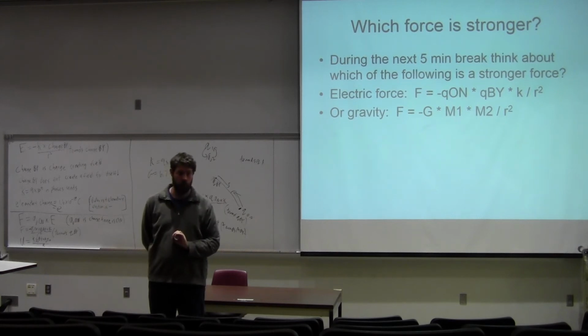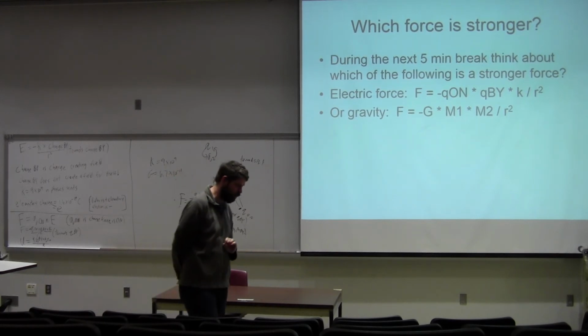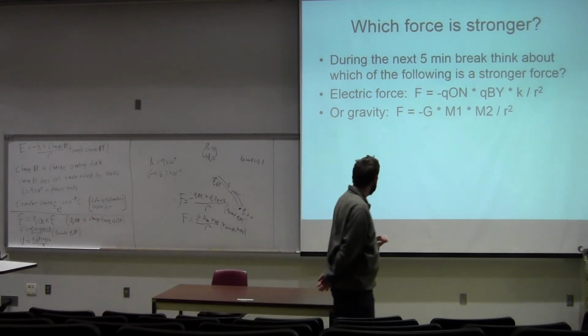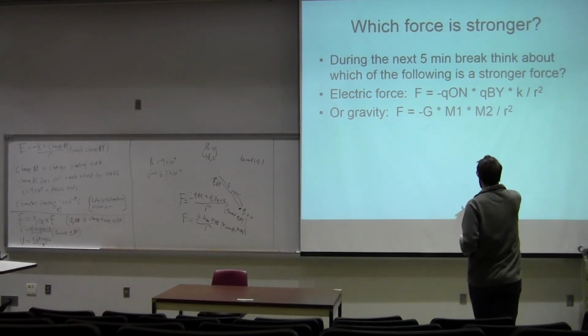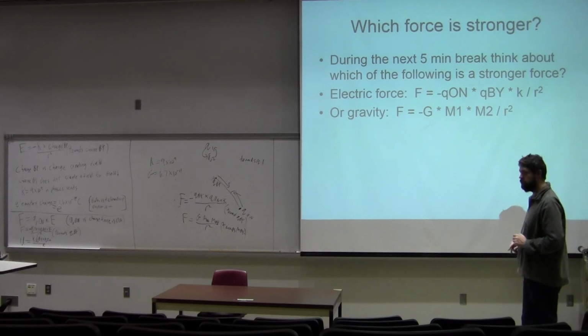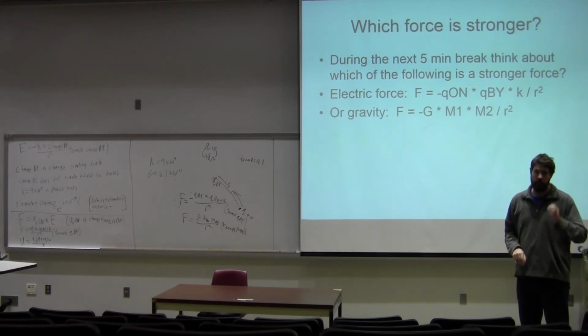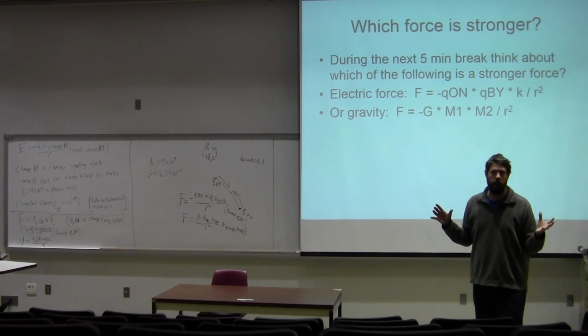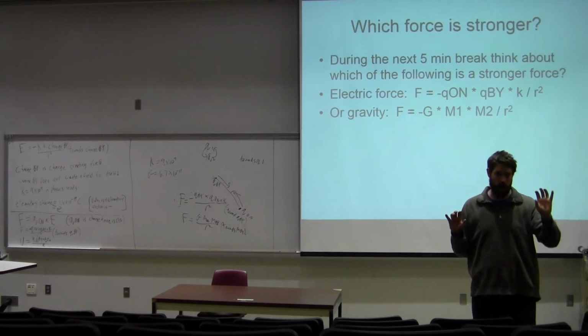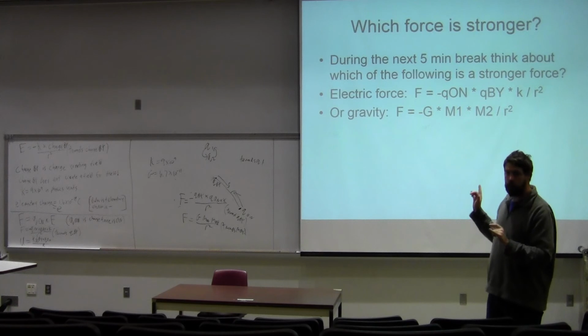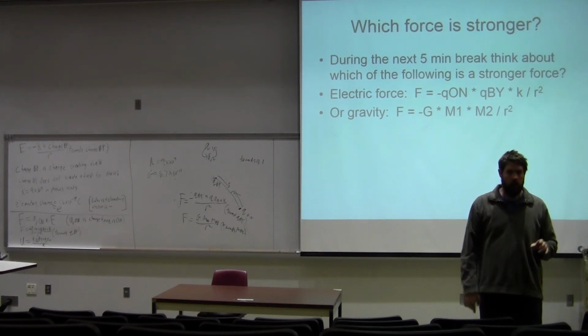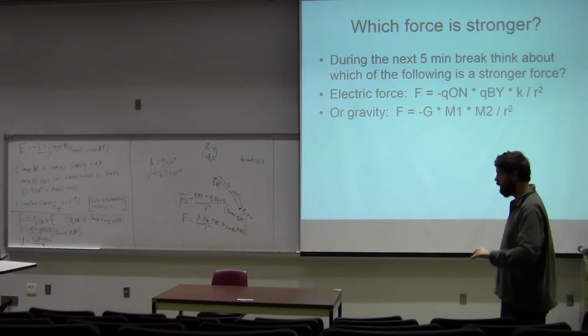Usually we are charge neutral. Most objects in the universe are charge neutral. And if I take Q on and make it 0, the force is 0. So in the universe, unless you have an object that's charged, gravity wins over electric. Electric only wins when you have charges.